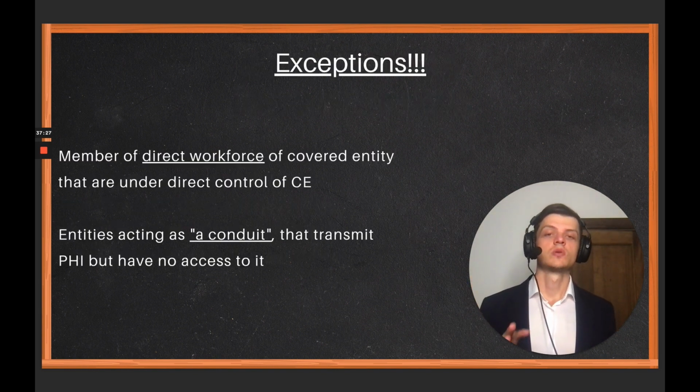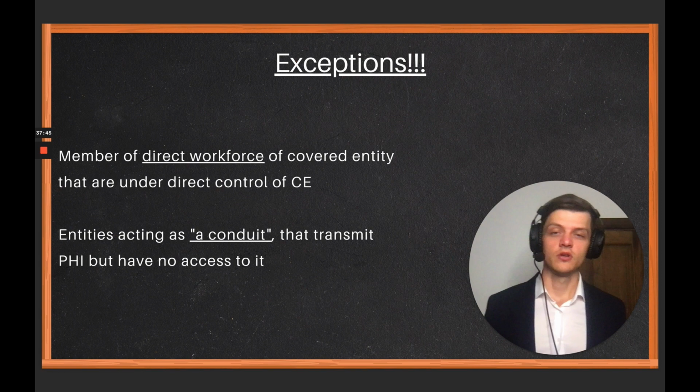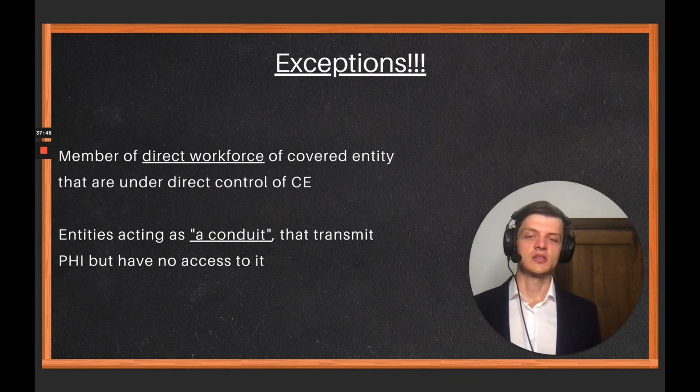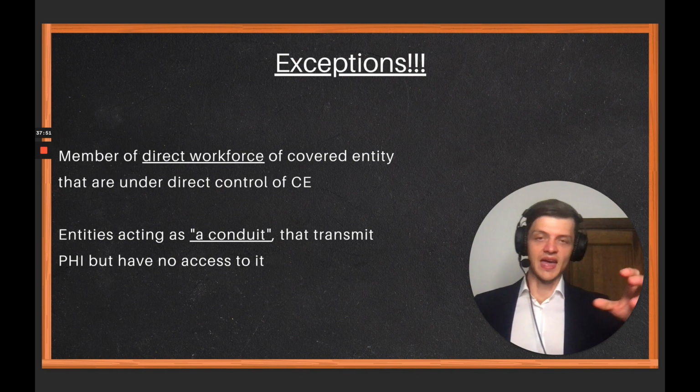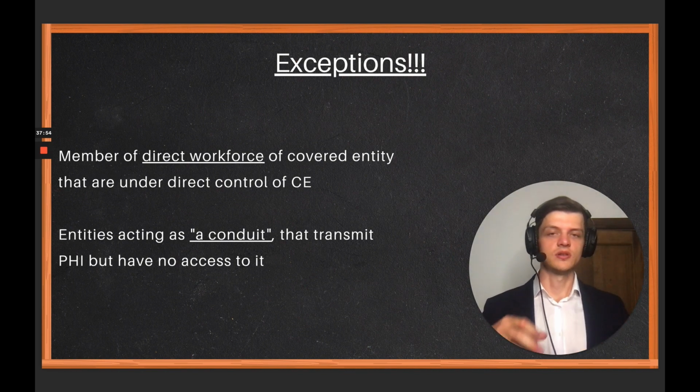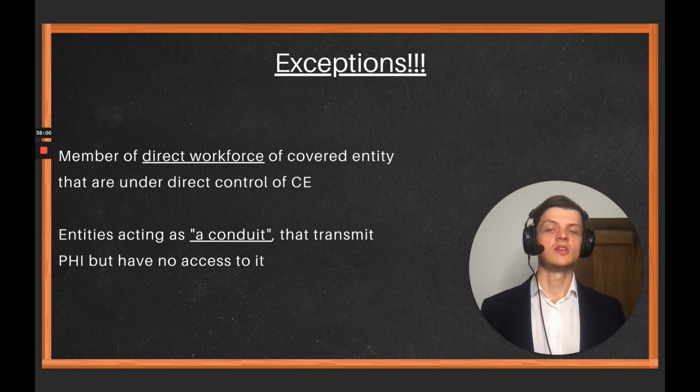A member of the direct workforce of a covered entity that is under the direct control of the covered entity is not considered to be a business associate. The second exception is entities that act as a conduit to transmit PHI but have no access to it. The best example of a conduit would be the United States Postal Service. They can transport patients' health information in envelopes, boxes, etc. But they are not authorized to open it, meaning they perform the transport, but they do not have access to PHI. In this way, they are not considered business associates.